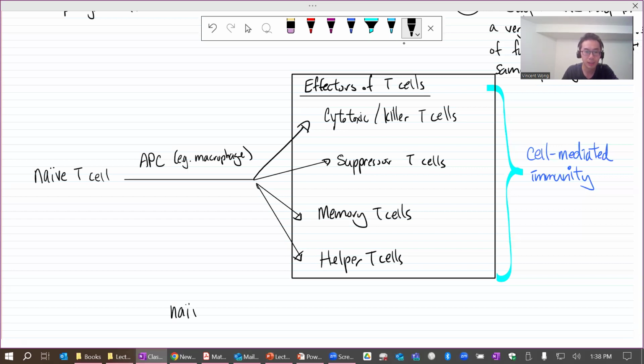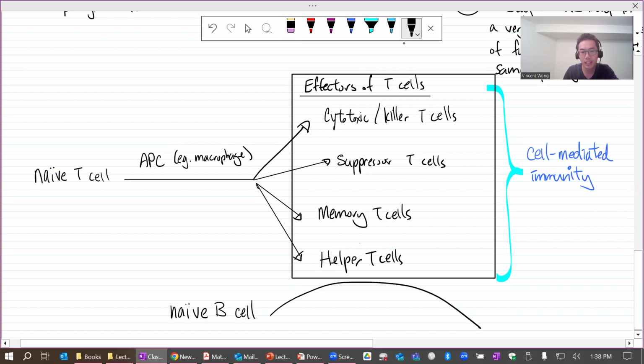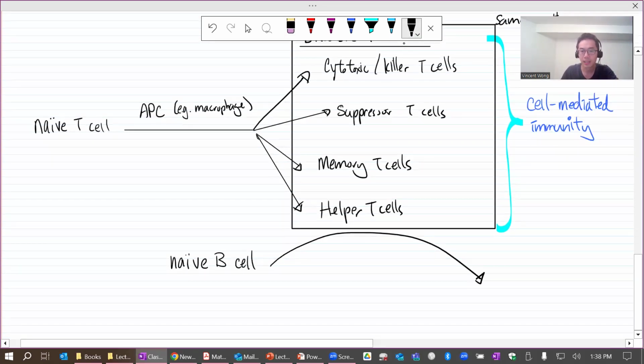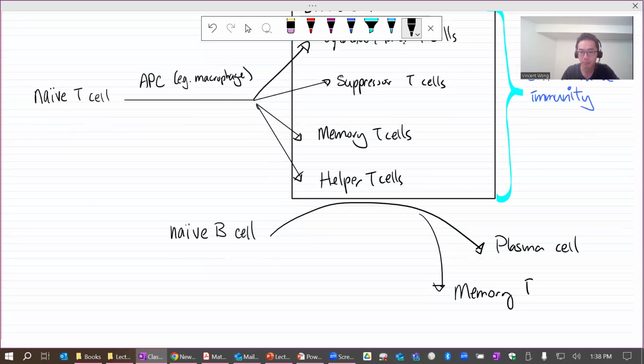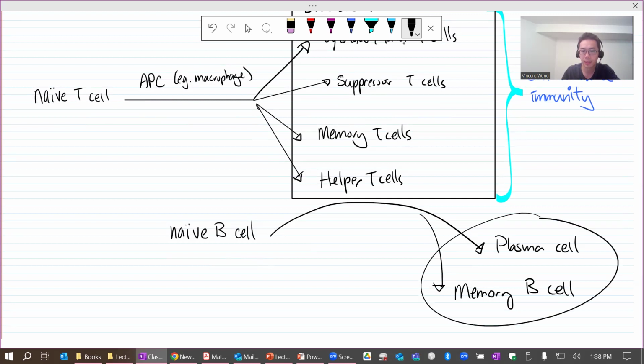Now let's not forget our other branch, which is the naive B cell. And the naive B cell needs the helper T cell to select them, to activate them. Once activated, what are the effectors of B cells? The effectors of B cells would be plasma cell and memory B cell. These are the effectors of B cell.